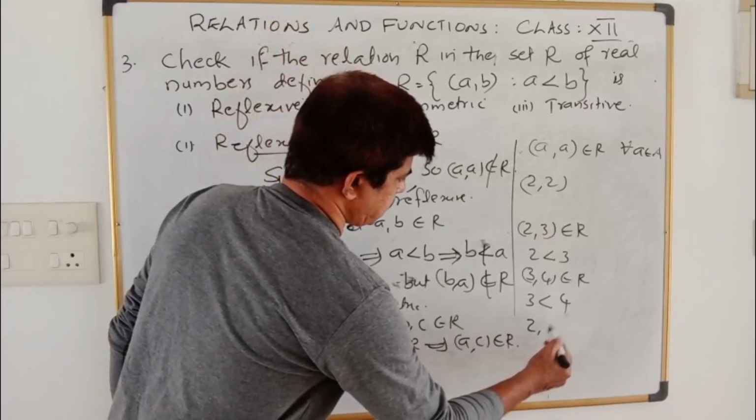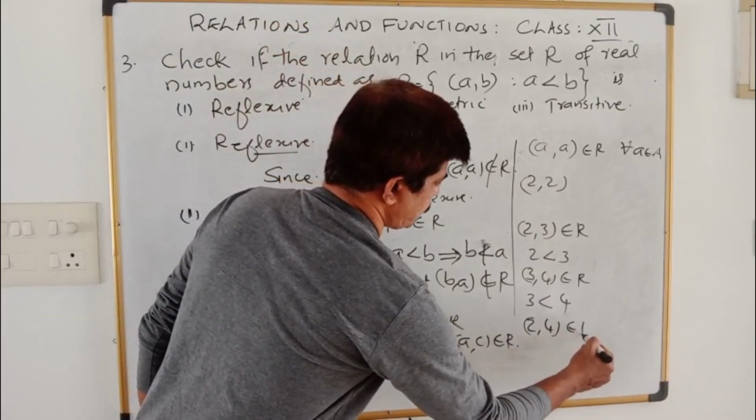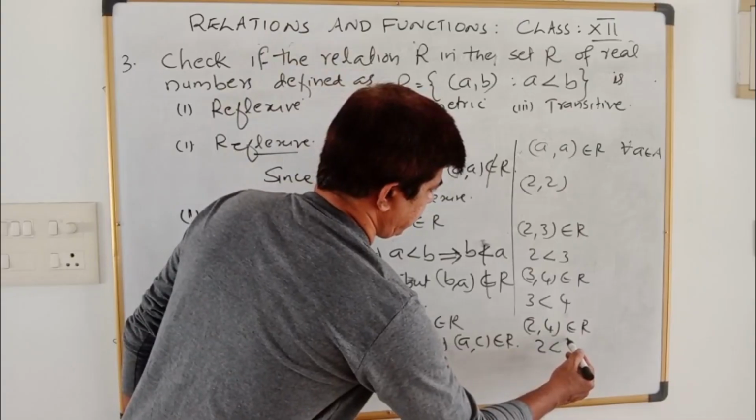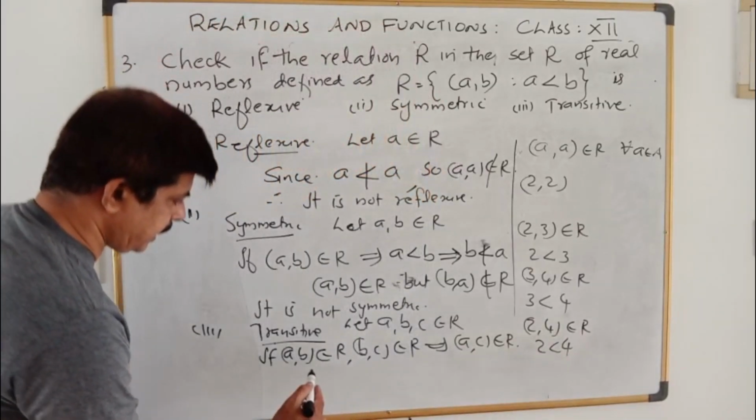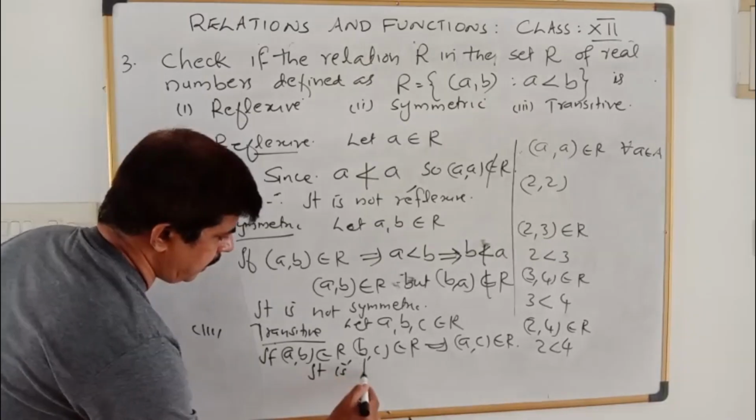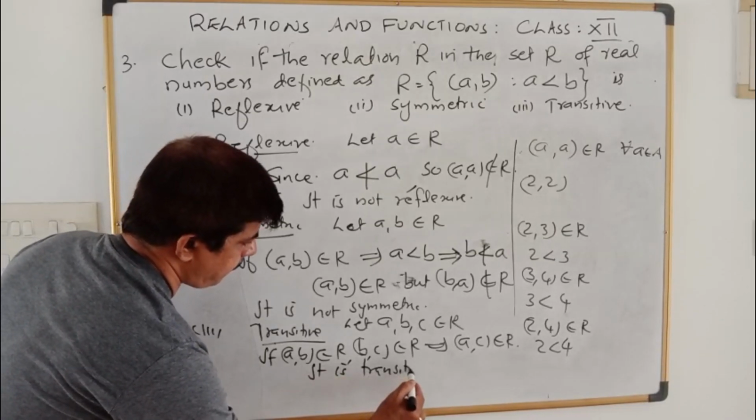Definitely we will get (2, 4) belongs to R, since 2 is less than 4. So we can say that this relation is transitive.